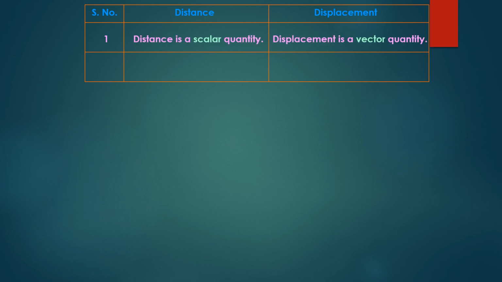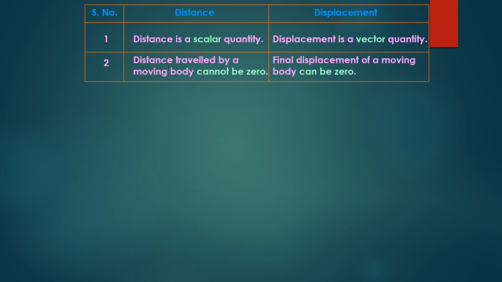Let us see the differences between distance and displacement. Distance is a scalar quantity. Displacement is a vector quantity. Distance traveled by an object cannot be 0. Displacement of a moving object can be 0.